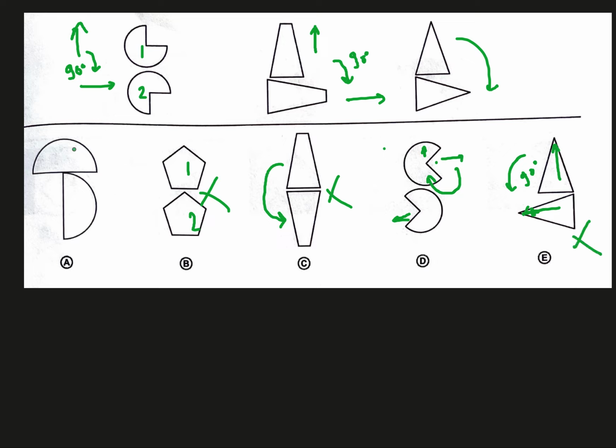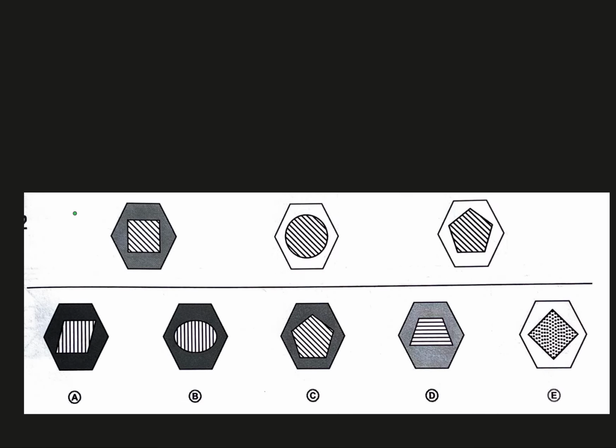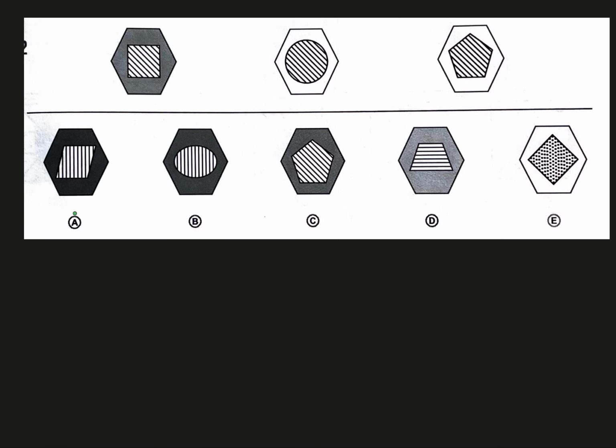So if I go with this figure and put an arrow at the center of this semicircle and an arrow at the center of this semicircle, clearly I can see that they have rotated the top figure by 90 degrees in the clockwise direction. So answer A is the correct answer. One minute to go, bear with me. I won't stretch it too long.